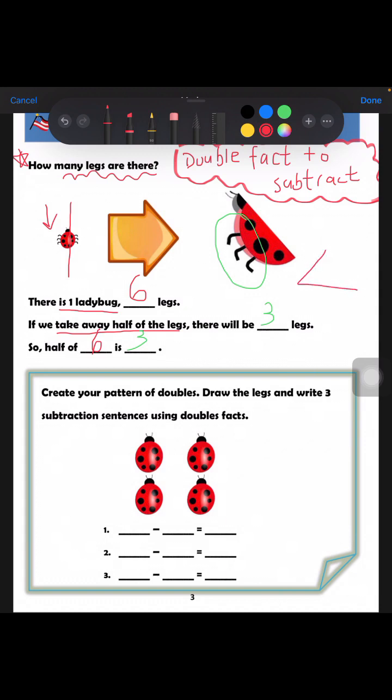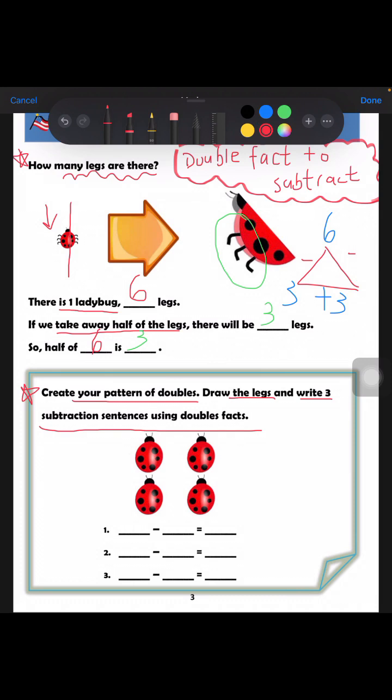And we look at the fact family. 3 plus 3 equals 6. And 6 minus 3 equals 3 too. And we look at the question below. In this question, you can create your pattern of doubles. And also, you may draw the legs and write 3 subtraction sentences using double facts.